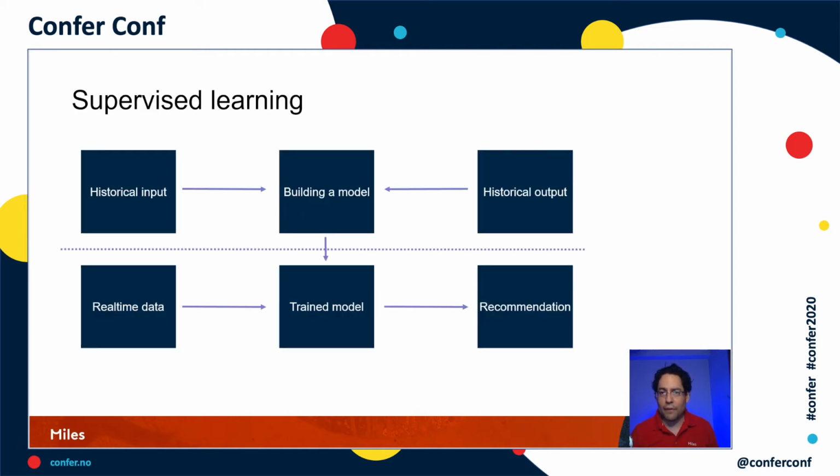So one of the ways that we can do machine learning is called supervised learning. And here we take historical input and historical output and we build a model. So then we can use this model and we can train it so that we then can make use of other data, of real-time data, for example, and then we can get recommendation out from our model.